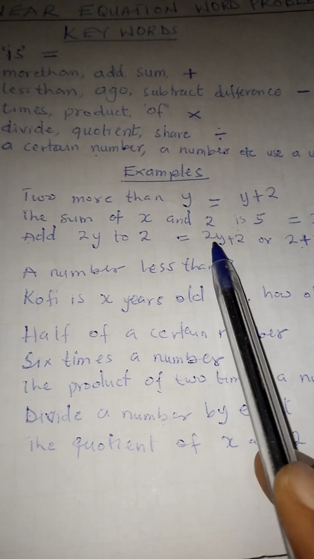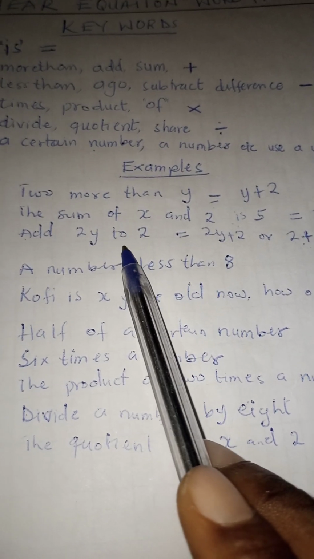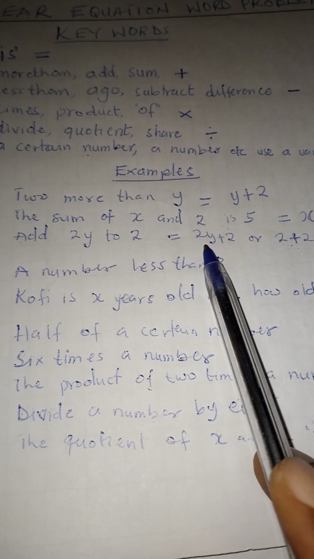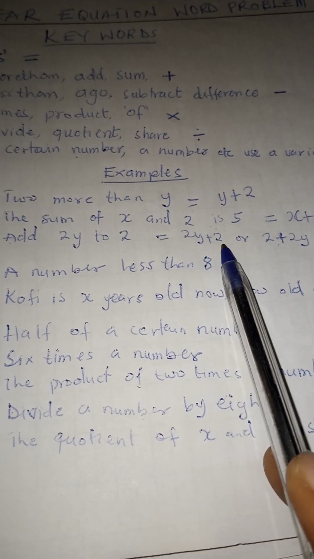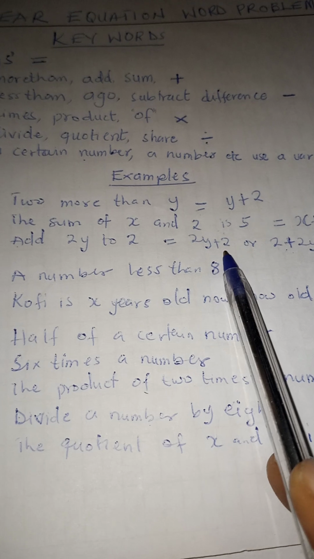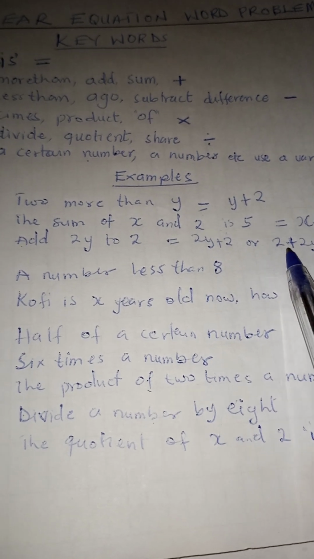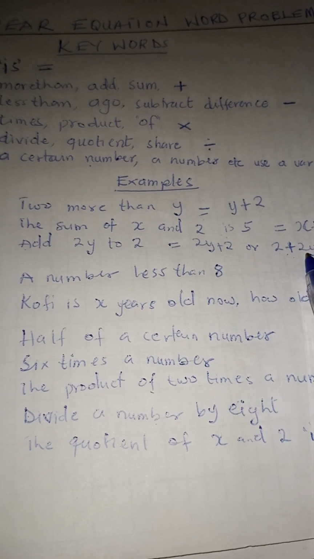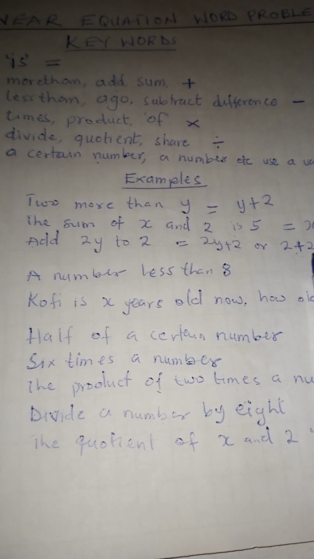So we also have: add 2y to 2. This statement can be written as 2y plus 2 or 2 plus 2y. And 2 plus 2y is ideal because they are asking you to add 2y to 2.